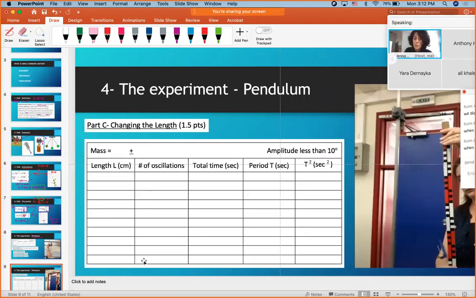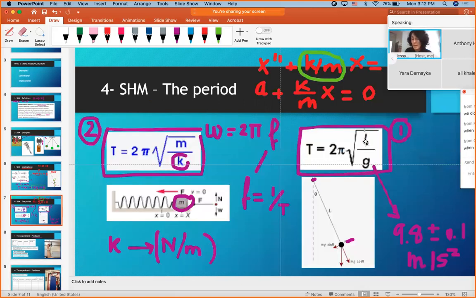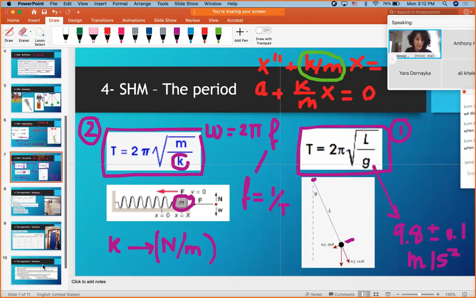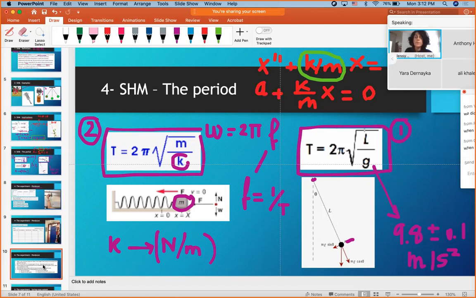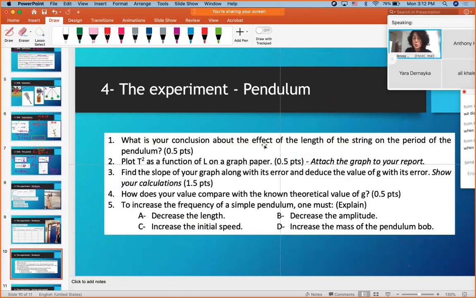Number of oscillations, probably 5 or 10. The total time will be measured and given to you. You find the period, and they want you to do T-squared because they want you to plot, if you can guess, T-squared as a function of L to make it linear. If you remember, we did that in data analysis. Yes, and then they would ask you the effect of length on the period. So by changing.